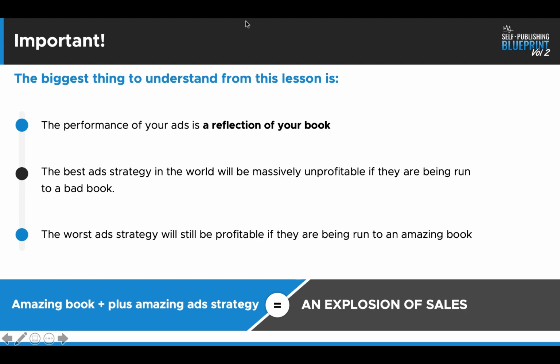Whereas you can have the worst ad strategy, it's still going to be somewhat profitable if you're running it to an amazing book. So your product is the most important thing here. Ads are not going to magically make a horrible book become a bestseller. You have to first have that amazing book, plus an amazing ad strategy, which I'm going to give you, is going to equal an explosion of sales.